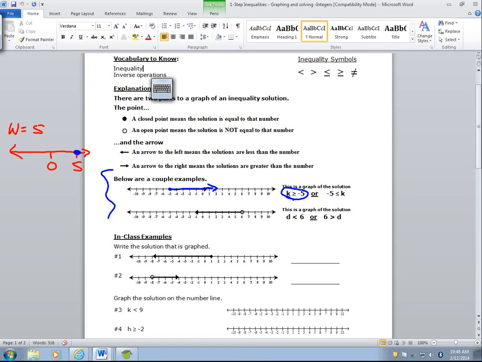Negative 4 greater than negative 5? Negative 3 greater than negative 5? Is 17 greater than negative 5? So everything there. Now my question to you is this. Is negative 5 greater than or equal to negative 5? No. Equal to? Yes. That's why we got it colored in.